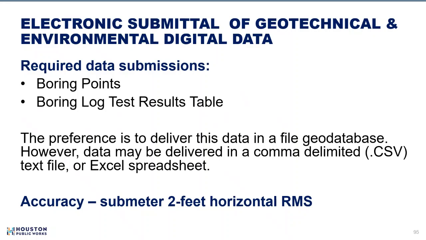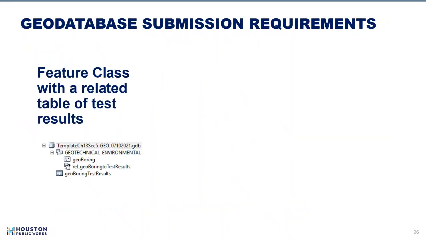For all boring point data collected and reported on, the coordinate system is to be State Plane Texas South Central Zone 4204, with the horizontal datum as North American Datum 1983 or NAD 83 and the vertical datum as NAVD 88. The units will be in feet. Additionally, the horizontal accuracy of the borings shall meet or exceed sub-meter accuracies of 2 feet horizontal RMSE.